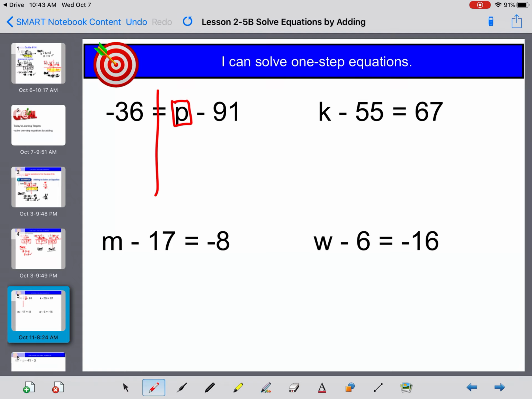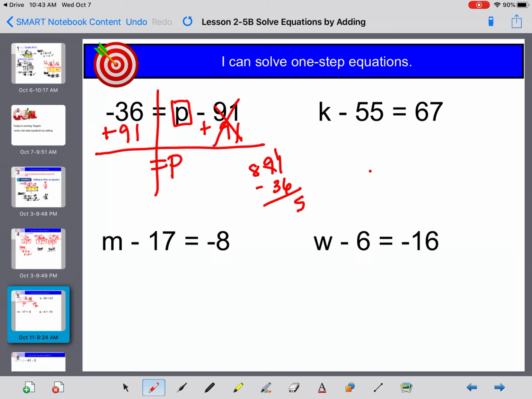I'm trying to find out the value of P. I see I'm subtracting 91, so I need to add 91. That equals 0. Now, I have negative 36 plus 91. That requires a negative plus a positive. It requires me to subtract the two numbers. So I'm going to do a little side problem where I take 91 minus 36. And I get 55.